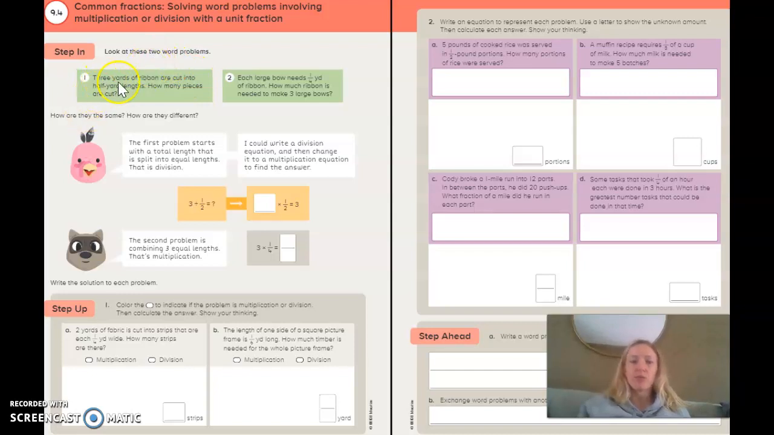The first one says, 3 yards of ribbon are cut into half-yard lengths. How many pieces are cut? Okay, so here it gives you one whole piece of ribbon, and then it tells you that it's cut into half-yard lengths. How many pieces were cut?